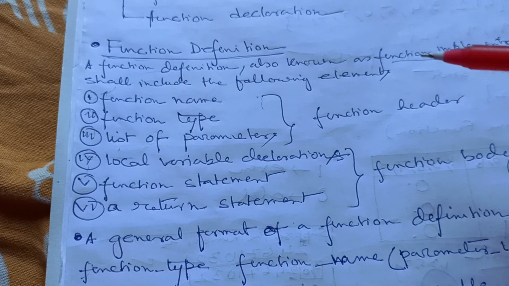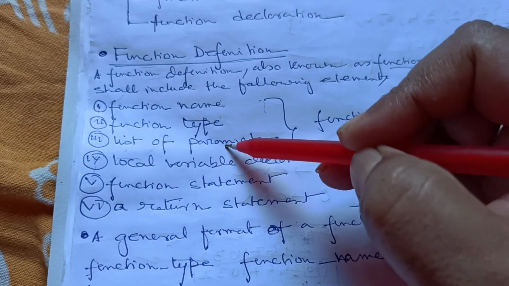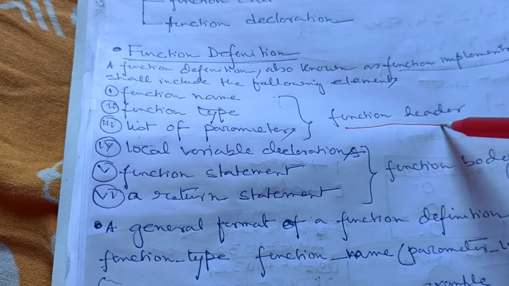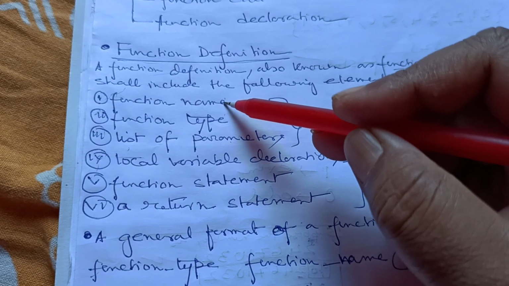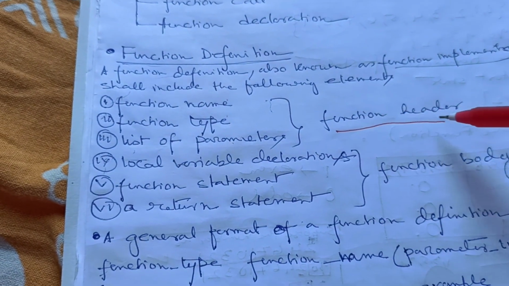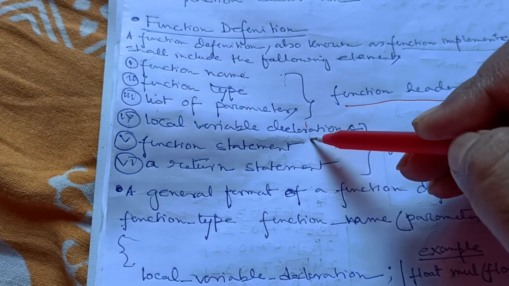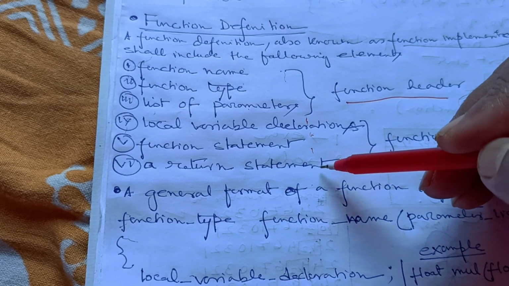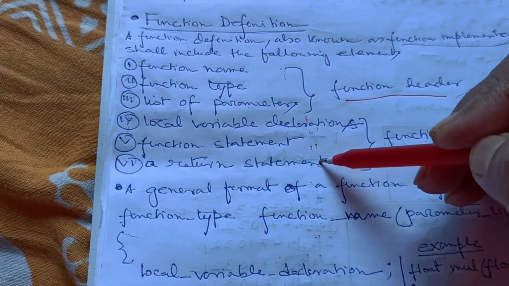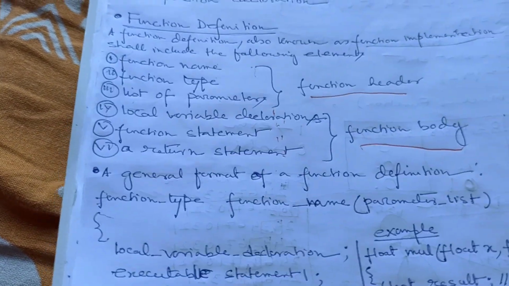Now function name, function type and list of parameters, all these three are known as function header. And local variable declaration, function statement and return statement, all these are known as function body.